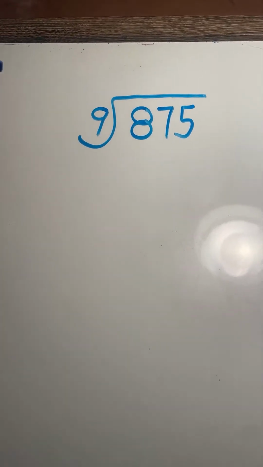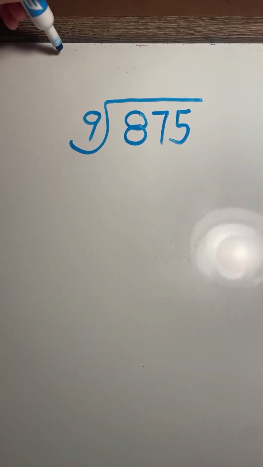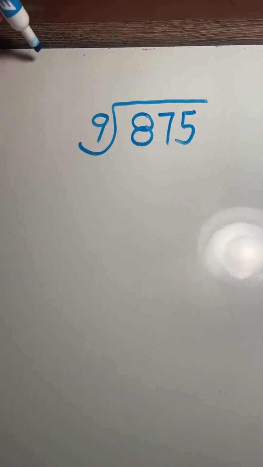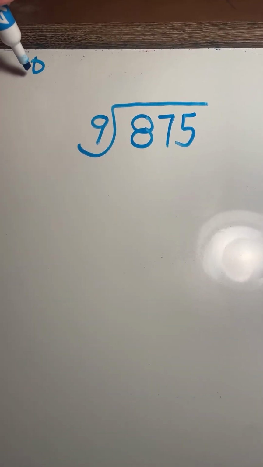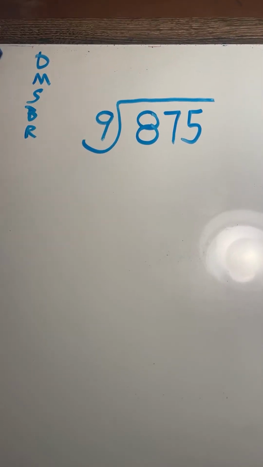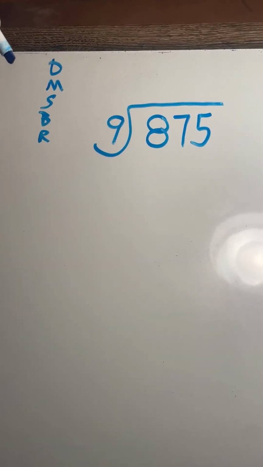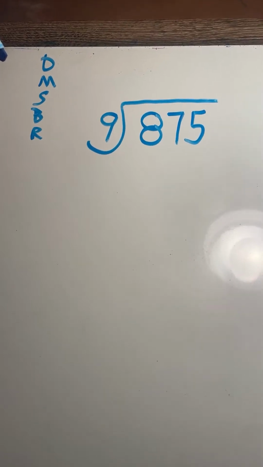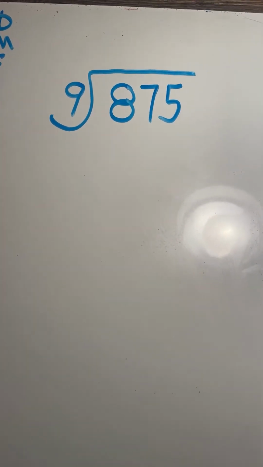875 divided by 9. So the steps here, we divide, we multiply, we subtract, we bring down, we repeat. And we want to divide by the smallest number possible to start.